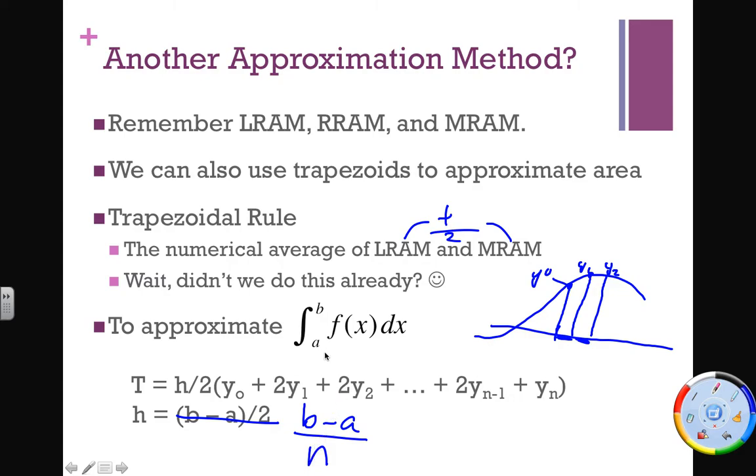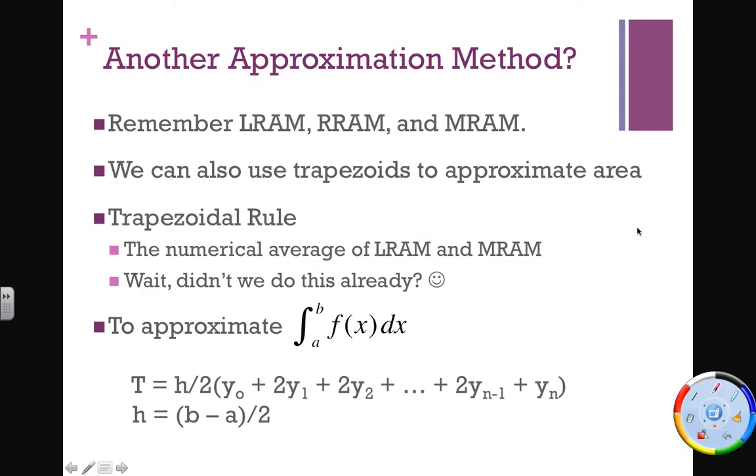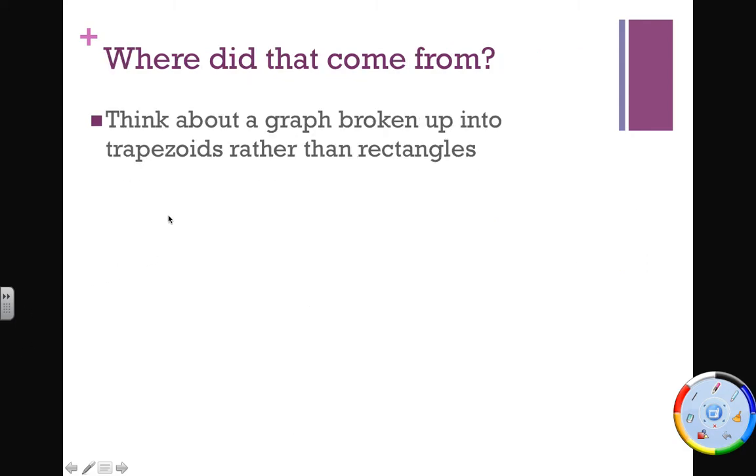Now, you may not be seeing why this particular equation comes out. h over 2 times this big long sum. Well, you can kind of think about the fact that we're summing a whole bunch of trapezoids, and the h over 2 kind of makes sense because there's an h over 2 in the trapezoid area formula, right? It's h over 2 times base 1 plus base 2. So let's take a look at what this would look like. Where did that thing come from?